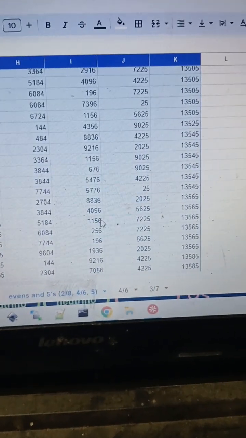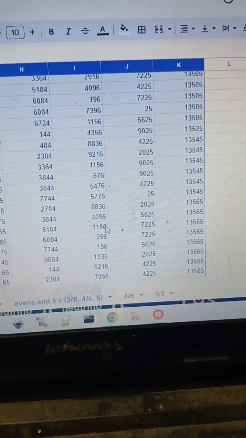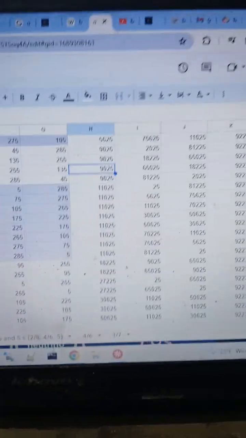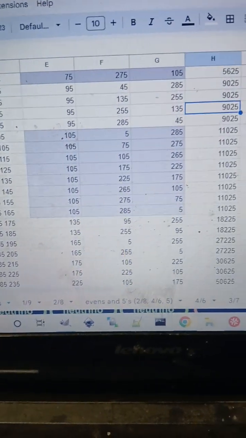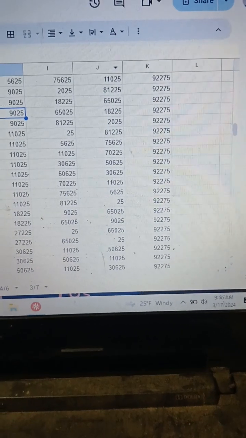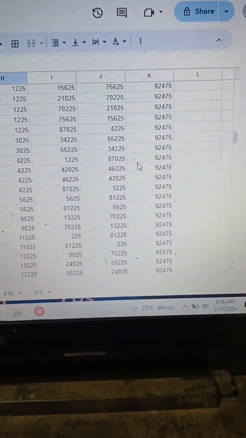And really, I can tell you another reason why evens and a 5 is going to be a problem is because if you go over to just 5s, and this is just permutating squares of 5s, they always end in 75.